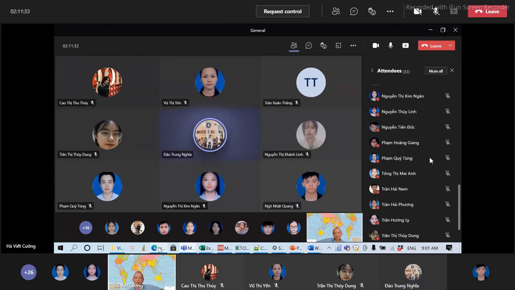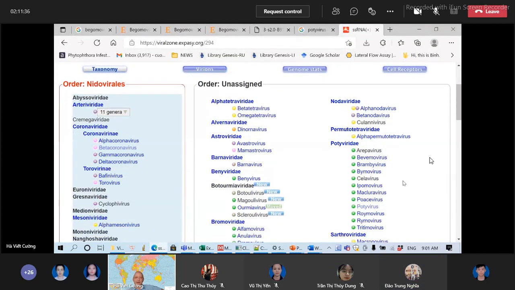So, here on this screen, please locate what the group of virus containing the SARS-CoV-2.